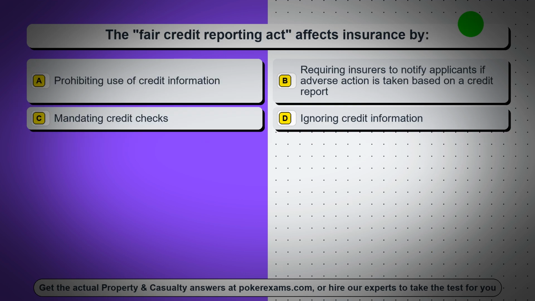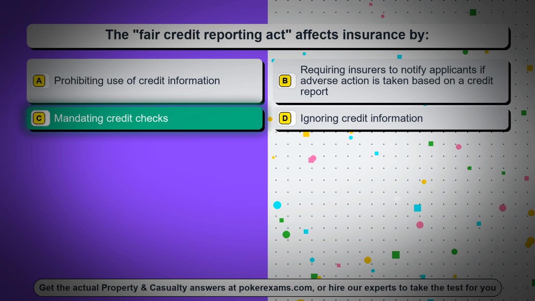Question 78. The Fair Credit Reporting Act affects insurance by, option A, prohibiting use of credit information, option B, requiring insurers to notify applicants if adverse action is taken based on a credit report, option C, mandating credit checks, option D, ignoring credit information.